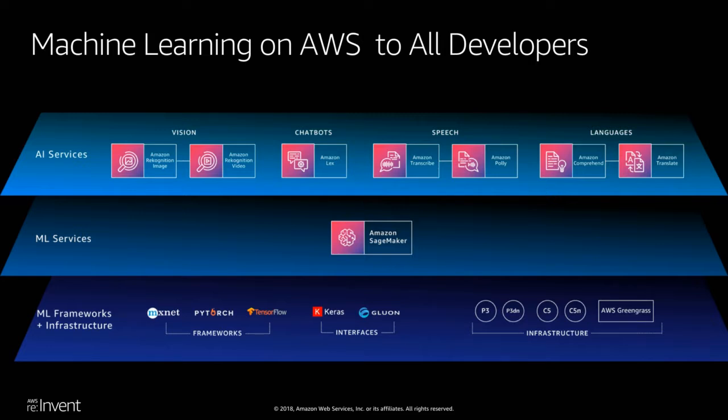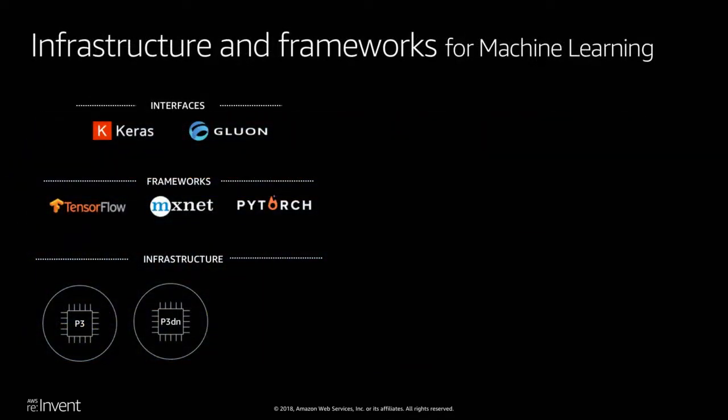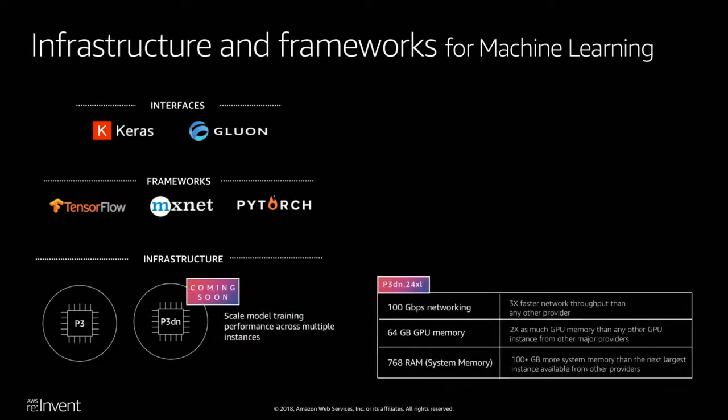So on the bottom, we have the machine learning frameworks and the infrastructure that you need to support them, like GPU-powered instances. Then there are platforms like SageMaker that make the use of these frameworks much easier for skilled developers or data scientists, and then fully managed AI services that any developer can use that solve specific use cases like vision, chatbots, speech, and languages. So on the infrastructure, this is what we launched.